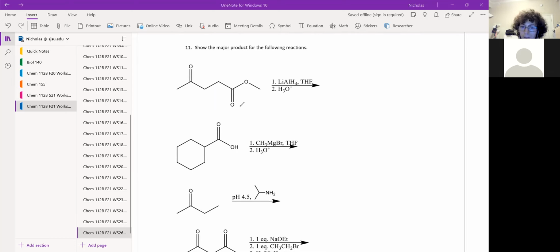Now have some reactions of a bit of variety. First, we have a ketone and an ester here, and we're adding LiAlH4 and an acid. What is this going to do? Both become alcohols, yeah. And what kind of alcohol do we get from the ketone? Secondary, and then what do we get from the ester? Primary. Yep, all good.